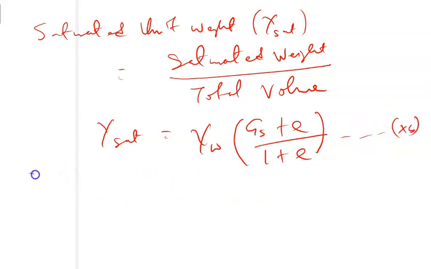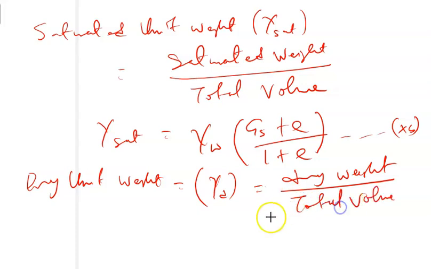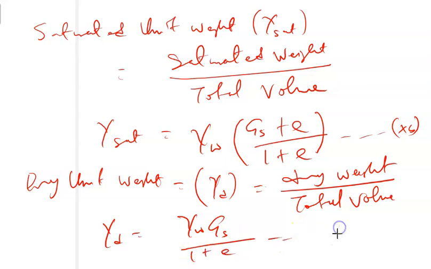Now the dry unit weight will be equal to, here we say gamma D will be equal to dry weight over the total volume, and our gamma D dry unit weight will be equal to gamma W, specific unit weight over 1 plus e. This is our equation 10c.